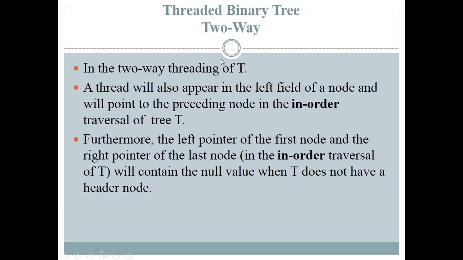Now let's see the two-way threaded binary tree. In two-way threading of a tree, a thread will also appear in the left field of a node and will point to the preceding node in the in order traversal of the tree. Furthermore, the left pointer of the first node and the right pointer of the last node in the in order traversal of T will contain the null value when T does not have a header node.